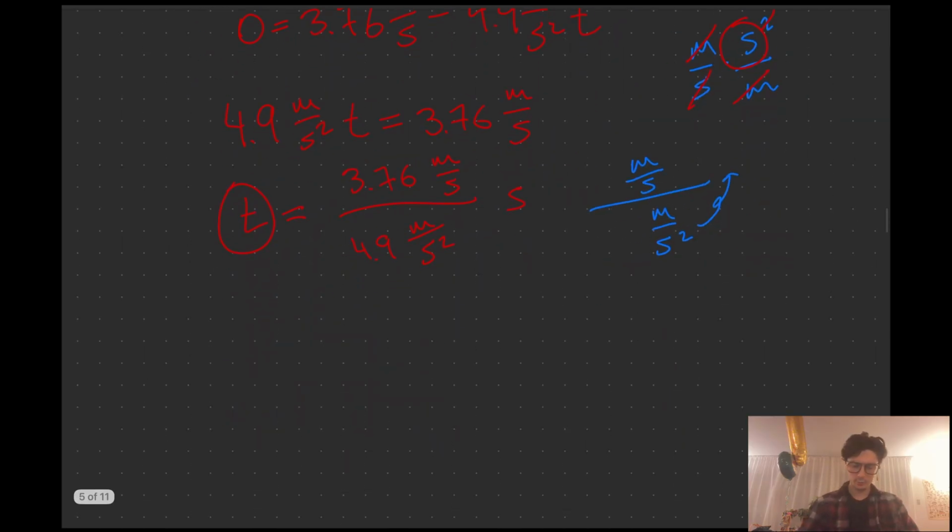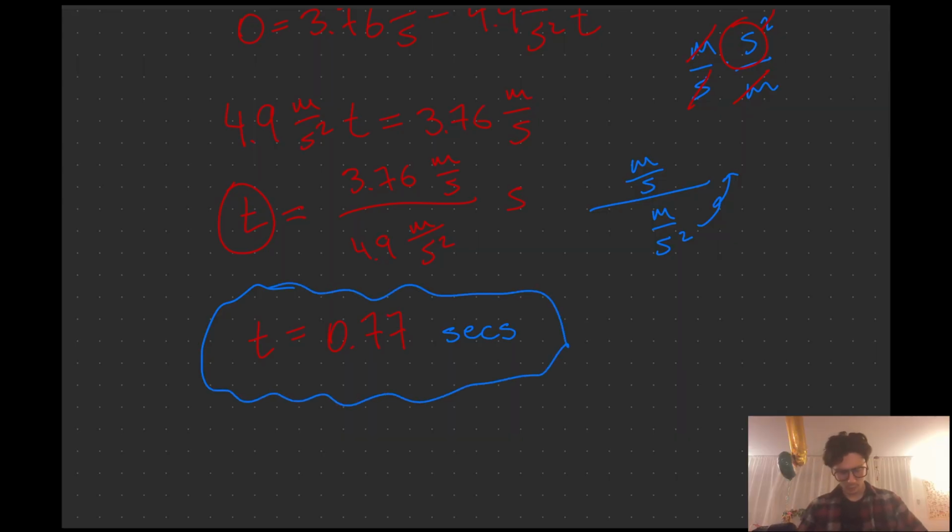So we have 3.76 divided by 4.9. This gives us 0.76. T equals 0.77. I'll round it to 0.77 because the other number is a 7 after. And this is in units of seconds.